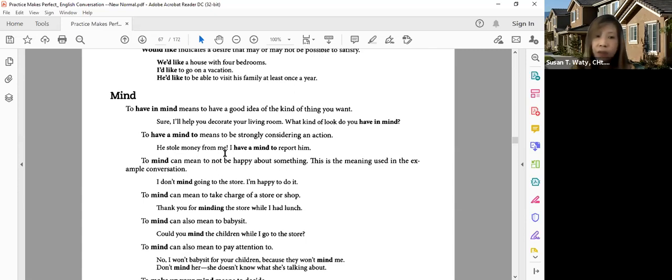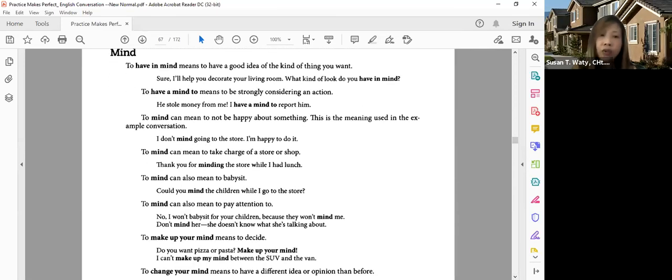He stole my money from me. I have a mind to report him. Okay, and then also to mind can mean not happy about something. For example, I don't mind to go to the store, meaning I'm happy to do it. If you say, I mind to lend you my car, it means I'm not happy, I'm not willing to lend you my car.